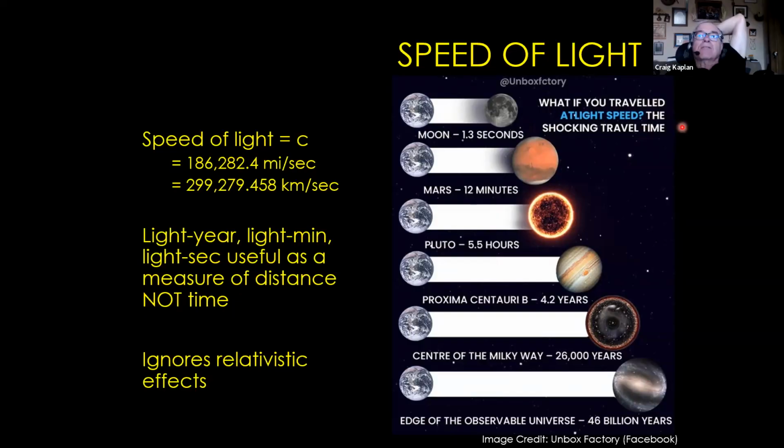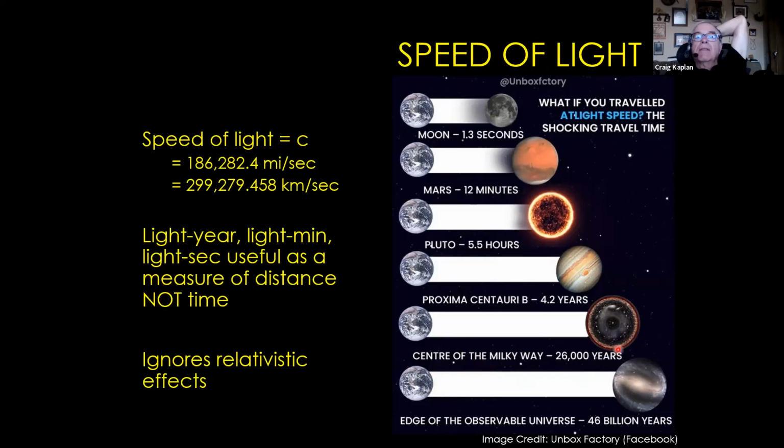So it takes light 1.3 seconds to go from Earth to the moon, 12 minutes to go from the Earth to Mars, 5.5 hours to go to Pluto. Proxima Centauri is 4.2 years, and the center of the Milky Way is 26,000 years away from us. The observable universe is 46 billion years. So light's been traveling that long, 46 billion years before it hits our eyeballs.